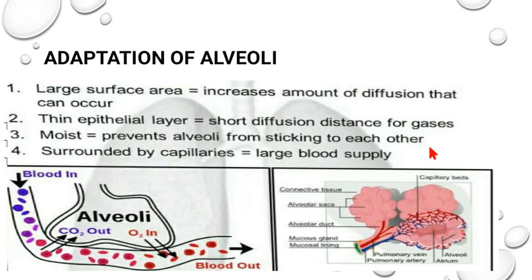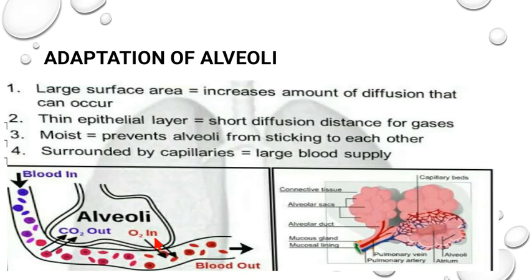Now there are some adaptations of alveoli which make them perfect for gaseous exchange. Alveoli have a large surface area, and this large surface area increases the amount of diffusion that can occur. So large surface area, more diffusion can occur. Also, they are surrounded by a thin epithelial layer. So alveoli and capillaries, both walls are very thin. They're just one cell thick. So it means a short distance for diffusion to occur.